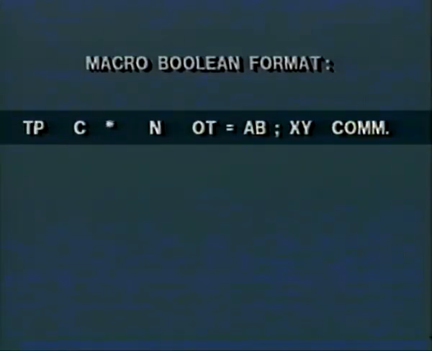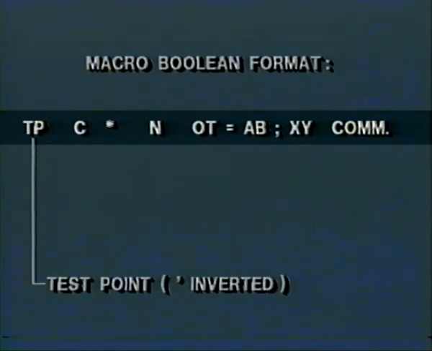Here is the general format of macro Boolean. The first entry is the test point term. An apostrophe indicates an inverted test point. Not all terms have a test point. When there isn't a test point, this space is left blank. The next entry is the chip type. After the chip type, there may be an asterisk. The design engineer adds an asterisk if he feels a test point is needed for this term. However, this term may not actually have a test point.